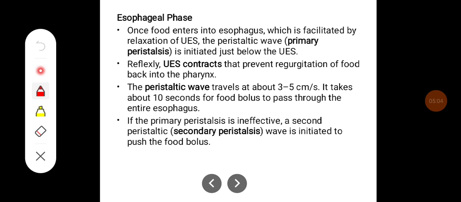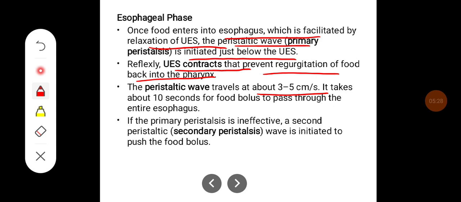Once food enters into the esophagus, which is facilitated by relaxation of the upper esophageal sphincter, the peristaltic wave, primary peristalsis, is initiated just below the upper esophageal sphincter. Reflexly, the upper esophageal sphincter contracts and prevents regurgitation of the food back into the pharynx. The peristaltic wave moves at about 3 to 5 centimeters per second. It takes about 10 seconds for the food bolus to pass through the entire esophagus. If the primary peristalsis is ineffective, a secondary peristaltic wave is initiated to push the food bolus.